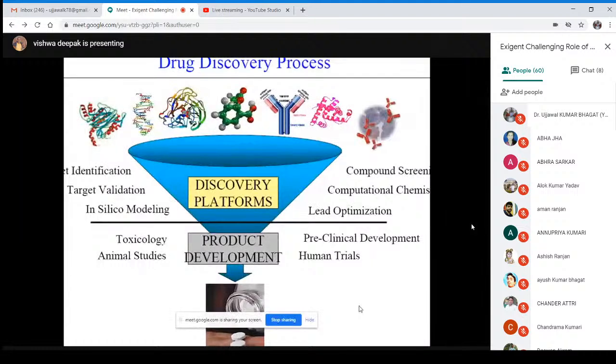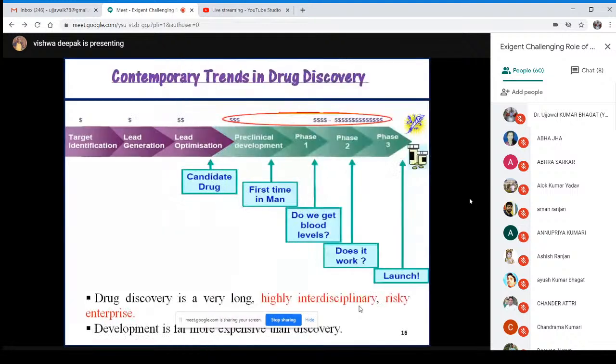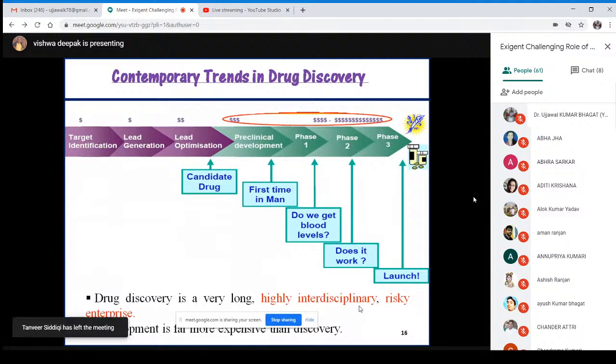So drug discovery is the process I told you about in the last slide. Target identification, target validation, in silico modeling, synthesis, screening, lead generation. Then it comes under the development process like preclinical and clinical, and then human trial. As you go further from target identification to phase 3, you see the dollars are increasing. And if we fail at any stage of clinical trial, a lot of money is wasted. So drug discovery is a very long, very risky and highly interdisciplinary process.